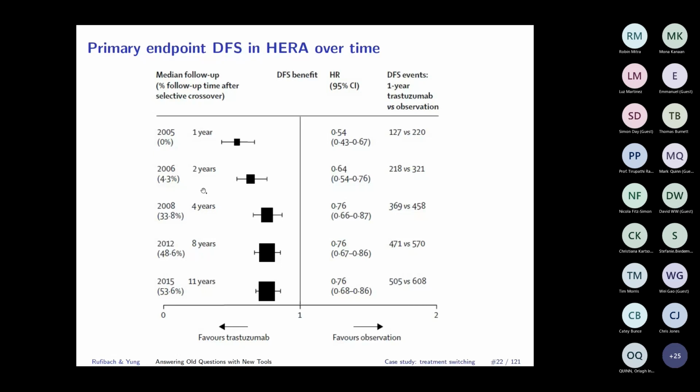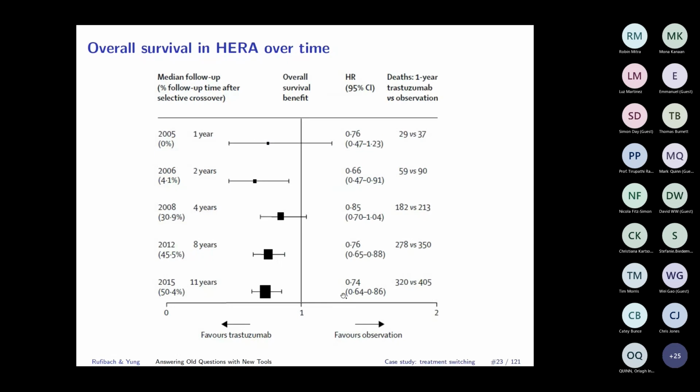So your estimated benefit will be attenuated. And that's what you see here over time. So the hazard ratio is moving up from 0.54 to 0.76, but here it remains quite persistent. Okay, and you see, I mean, this is a very long-term story. So over 10 years, we kept collecting the data, and here you see the DFS hazard ratio. And the same for overall survival.